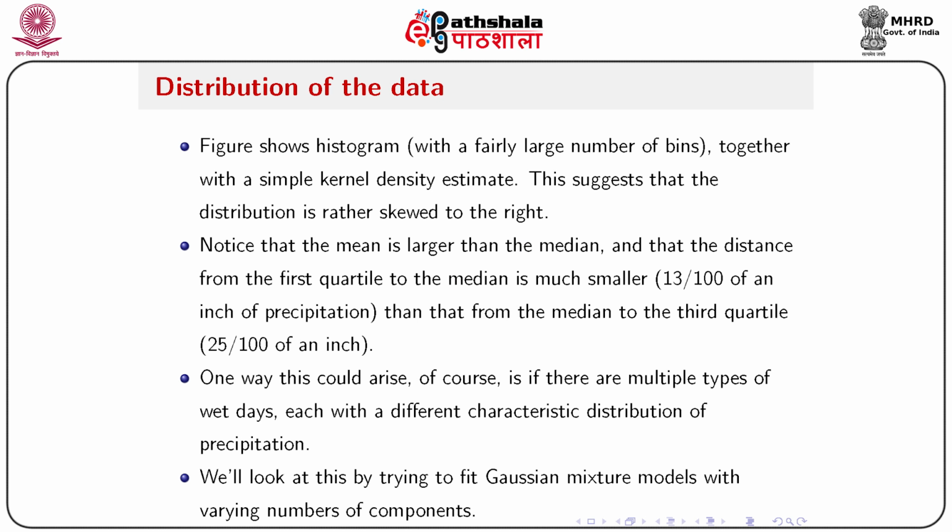So the figure shows the histogram together with the simple kernel density estimate. This suggests that the distribution is rather skewed to the right. Notice that the mean is larger than the median, and the distance from the first quartile to the median is much smaller than that from the median to the third quartile. One way this could arise, of course, is if there are multiple types of wet days, each with a different characteristic distribution of precipitation. That means actually it's a mixture of multiple distributions. It's not one particular distribution that you can get from there. That could be the reason for that, and we will look at this by trying to fit a Gaussian mixture model with varying number of components.